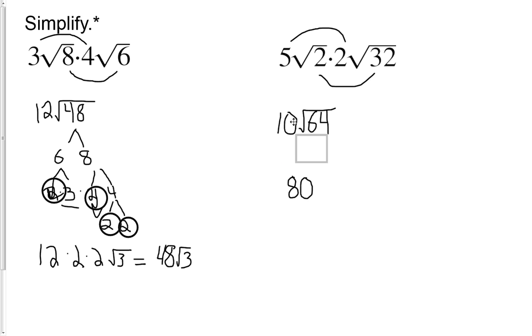Over here, 5 times 2 is 10, 2 times 32 is 64, square root of 64 is 8, 10 times 8 is 80. And that wraps up today's lesson.